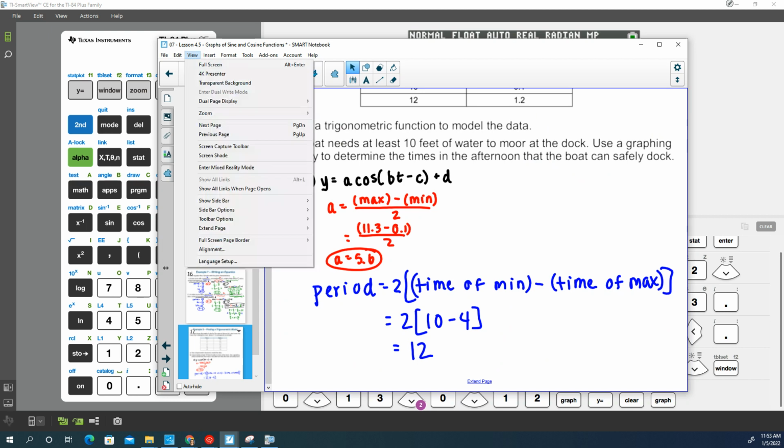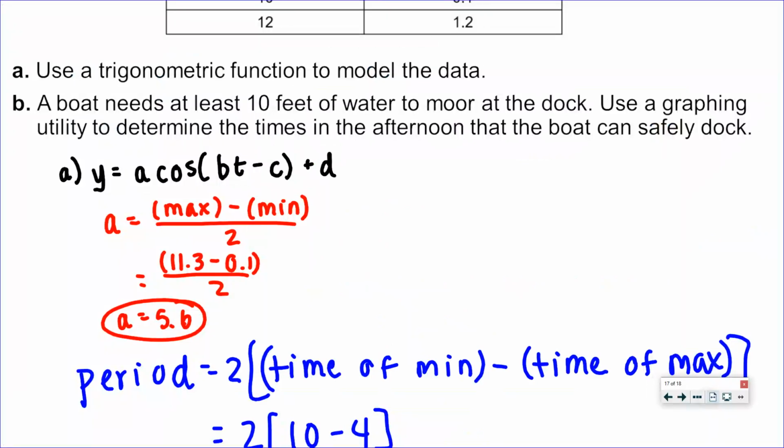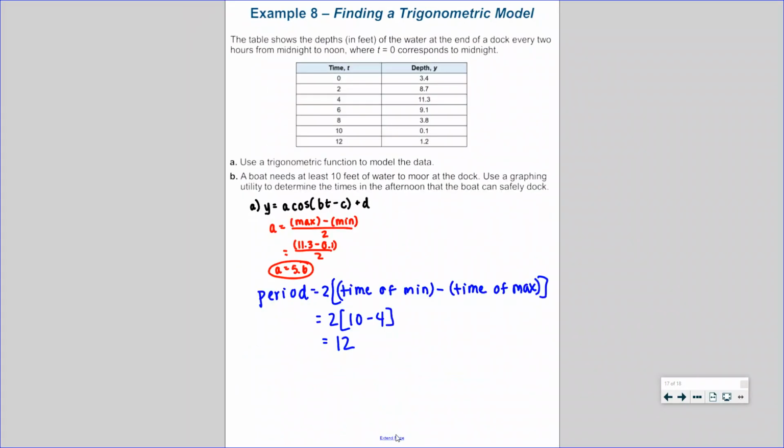So now we can figure out what B is. Because I know my period, which is 12, is 2 pi divided by B. So, yep, B is pi over 6. And we're actually going to write it as a decimal since we're doing an application problem. If you leave pi over 6, that's great. 0.5235 is what pi divided by 6 is.